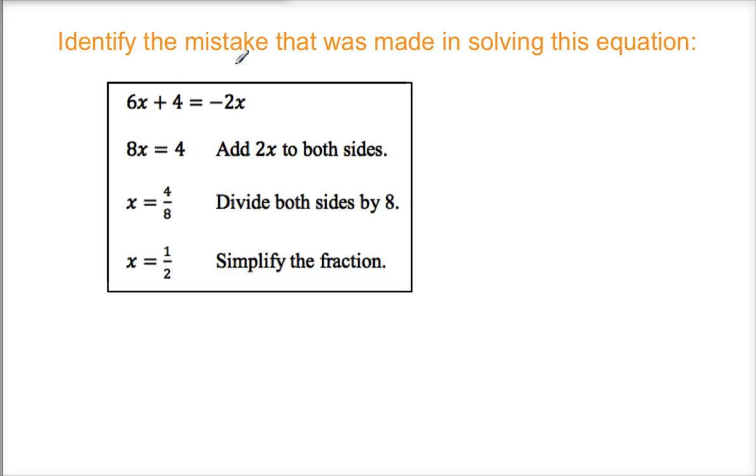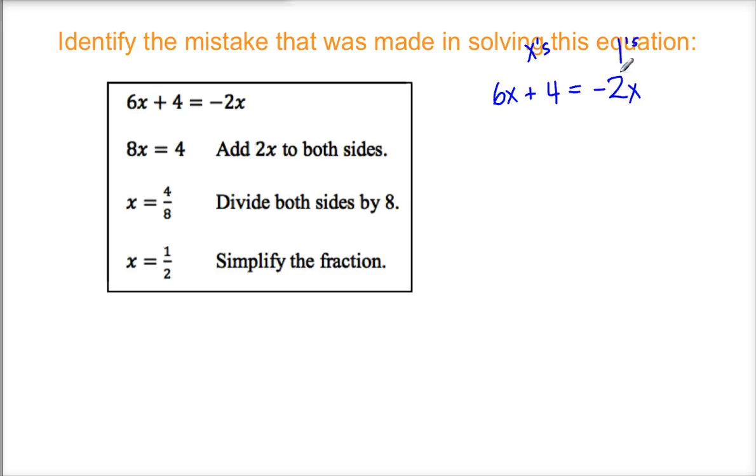So it says identify the mistake that was made in solving the equation. So this is the equation: 6x plus 4 equals negative 2x. So I need to solve this equation. Okay, so I'm just going to solve this and we'll compare it with what's going on over here. So let's say I want all of my x's on this side because that's what it looks like they're doing over here. All the x's are on the left. And I'll put all the ones on this side.